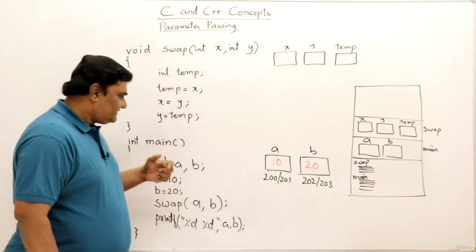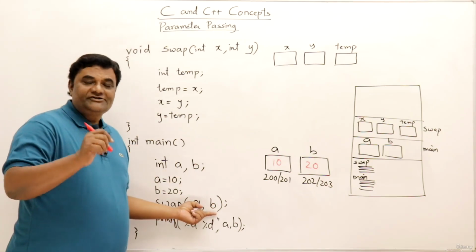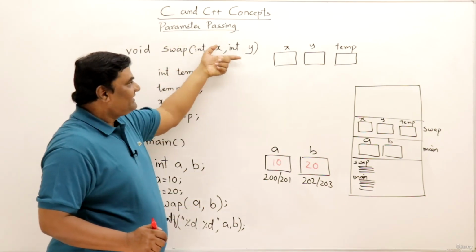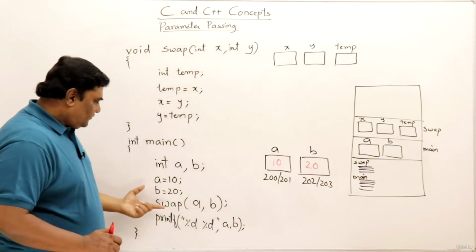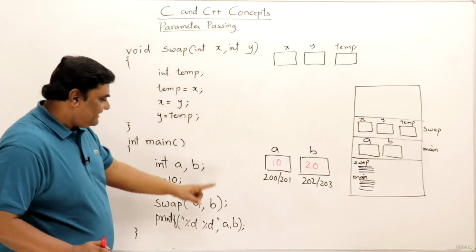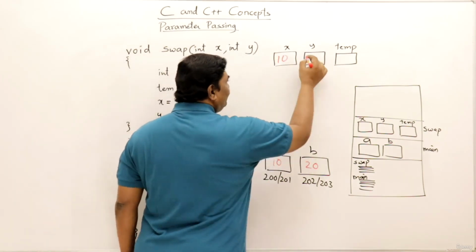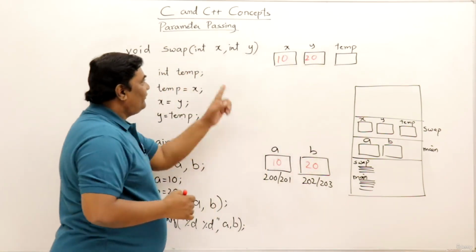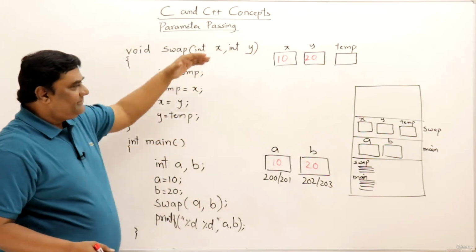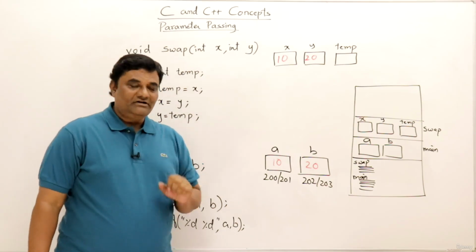See here, the main function is passing these parameters. These are actual parameters, and these are formal parameters, x and y. What happens when the function is called? The value of a is copied in x and the value of b is copied in y. So 10 is copied here and 20 is copied here. The formal parameters are normal variables, so they will take the value of these parameters when the function is called.